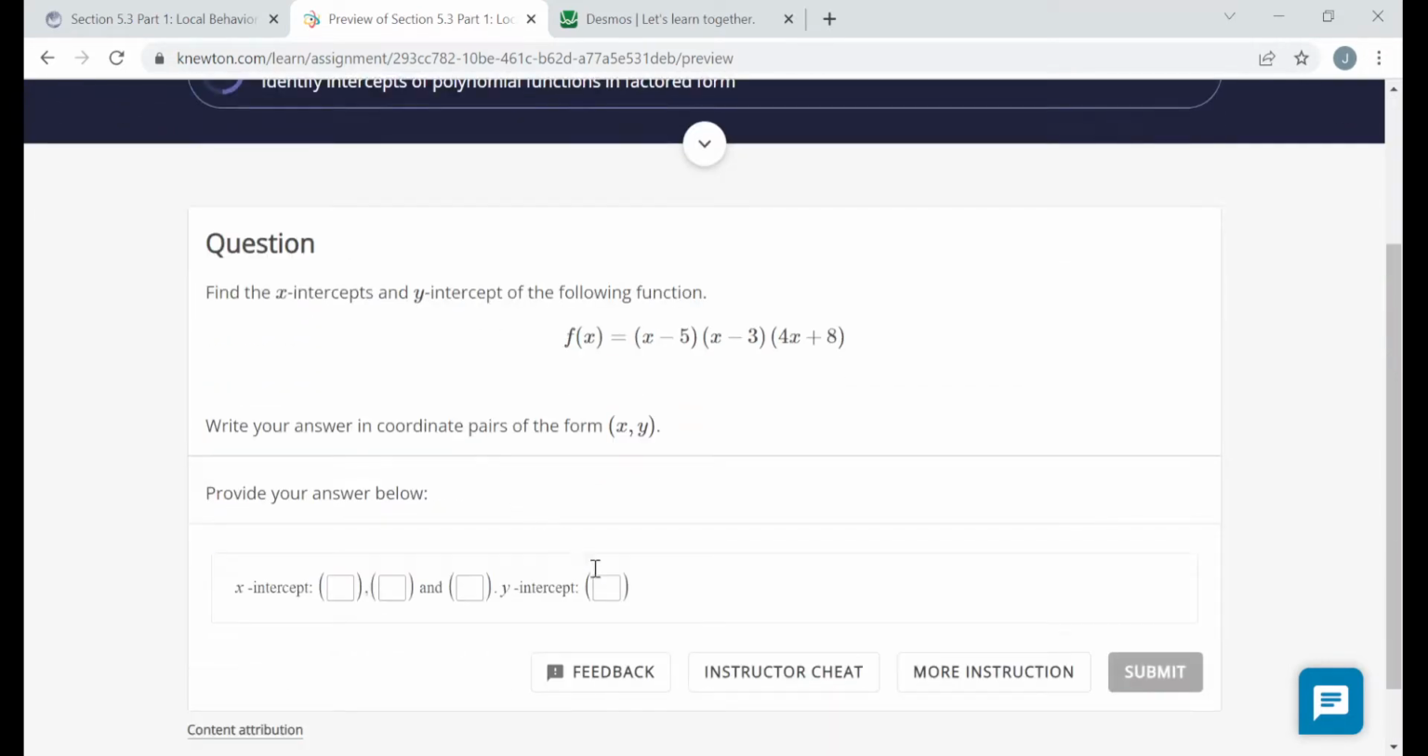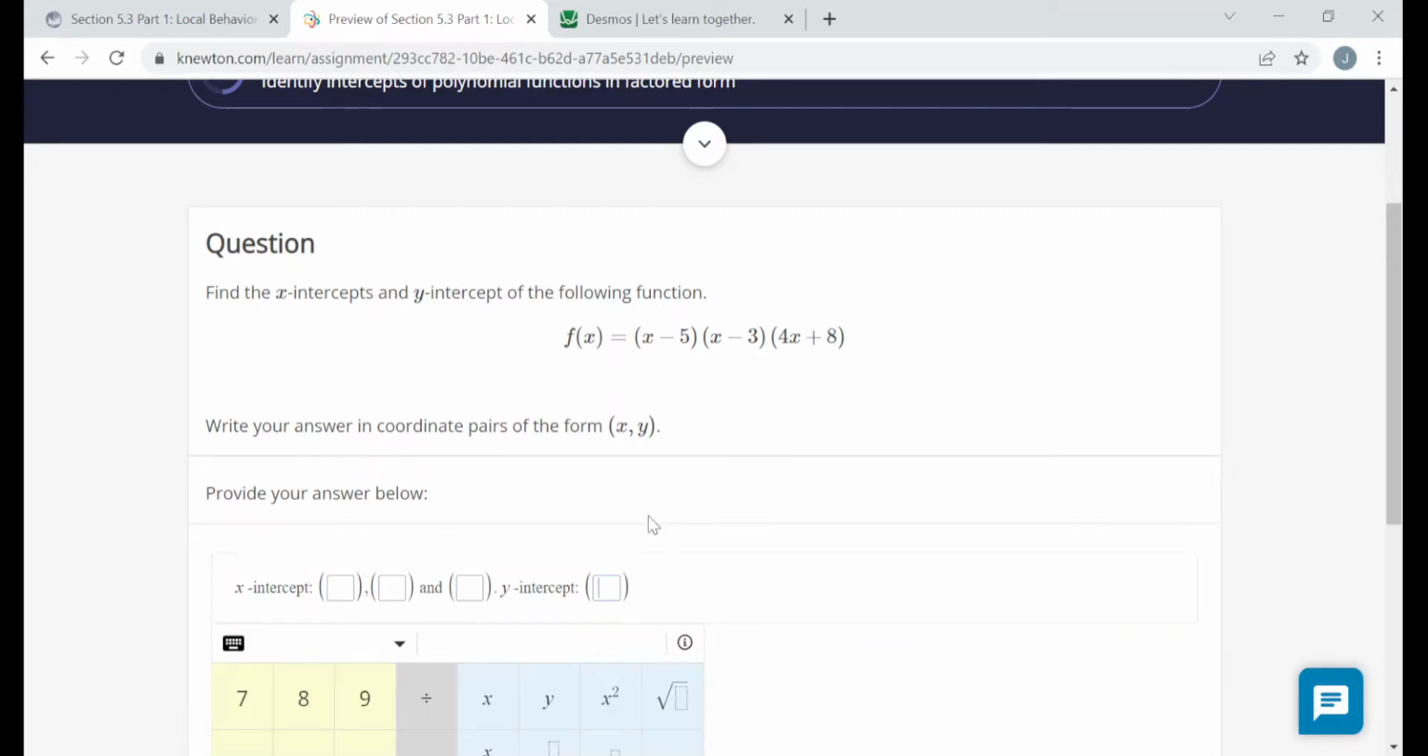So again, what's the y-intercept? Plug in 0 for x. So then these will become negative 5 times negative 3. That's positive 15. And then if x were 0, the value of this last factor would be 8. 15 times 8 is 120. So 0 for x, comma, 120 for y. That's your y-intercept.